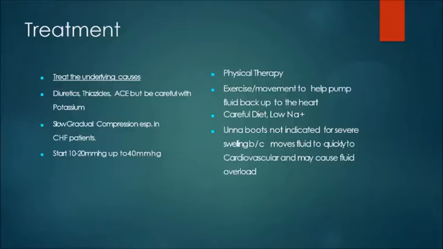So start with a low gauge compression stocking, such as 10 to 20 millimeters of mercury, and you can work up to 40. Also remember that compression therapy is not indicated in patients with arterial disease, because you don't want to be compressing all those vessels. Physical therapy, exercise movement to help pump fluid back to the heart, careful diet with low sodium, and Unna boots are usually not indicated for severe swelling because the fluid moves up too quickly. For cardiovascular patients, it may cause fluid overload, so again, you want to start with gradual compression.